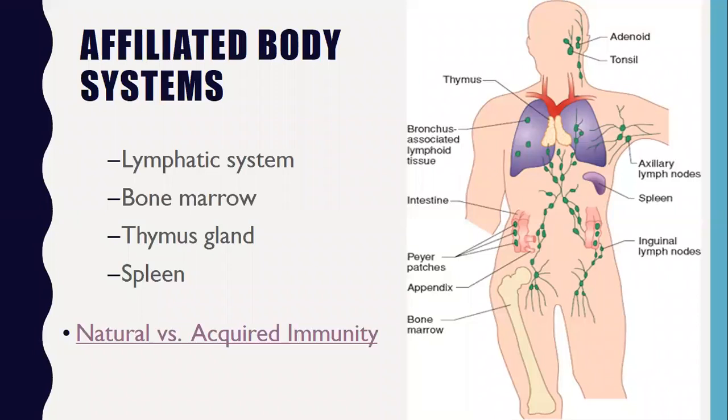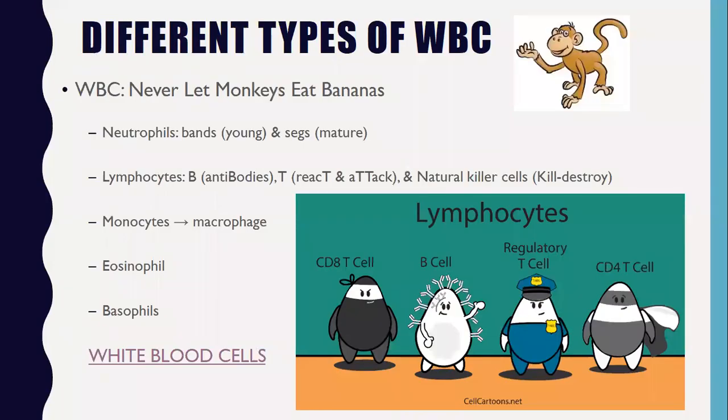So that video used the terminology of innate, which is the same thing as natural, and adaptive, which is the same thing as acquired. All right, so let's talk about your different types of white blood cells. So we have your acronym here: Never let monkeys eat bananas. Neutrophils, lymphocytes, monocytes, eosinophils, and basophils. So let's talk about each of those.